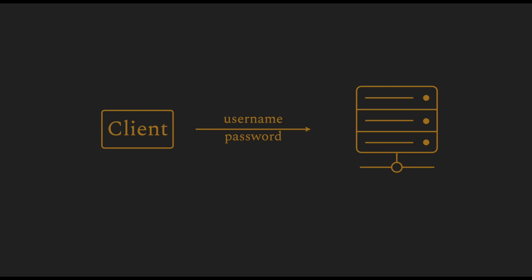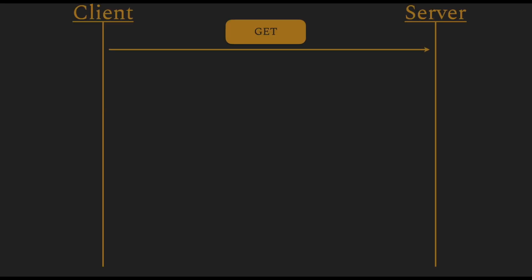Basic authentication is the simplest form of auth in which the client simply sends the username and the password of the client to the server, and if this value matches the value in the server's database, the client is authenticated. The basic flow is as follows.